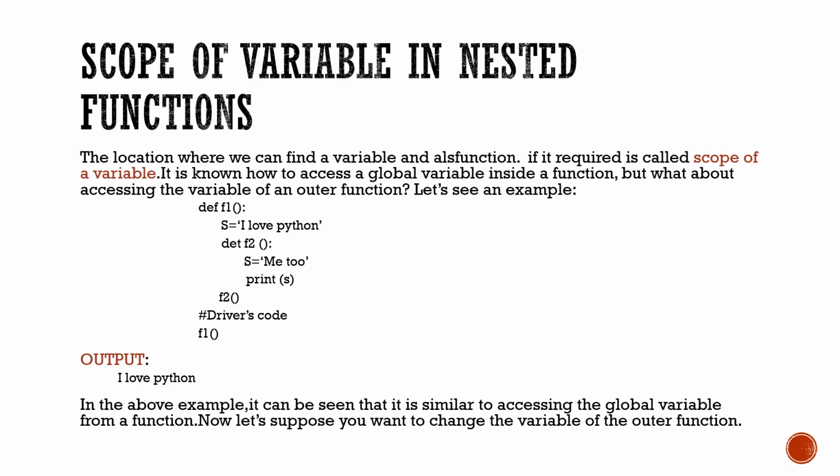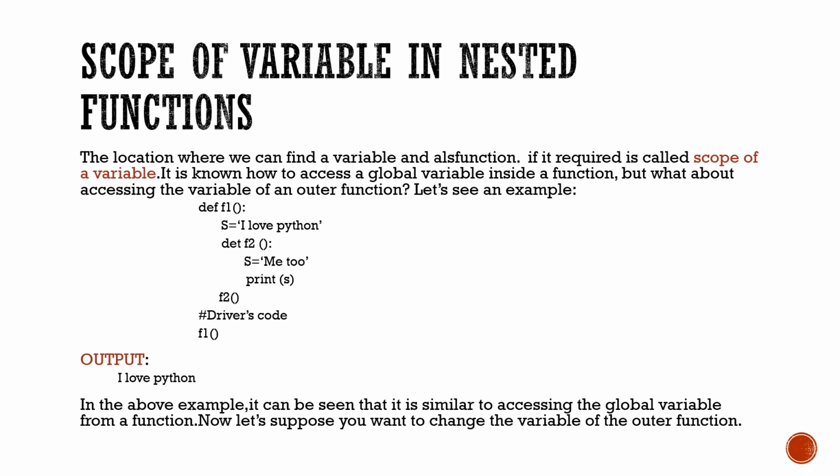That is, we have declared function f1, and for that we have given s is equal to, so whatever we can keep for s, we have given I love Python, and also we declared function f2. For that also we have given print s. Coming to the output, we got the output I love Python. For a brief explanation, in the above example, it can be seen that it is similar to accessing the global variable from a function.